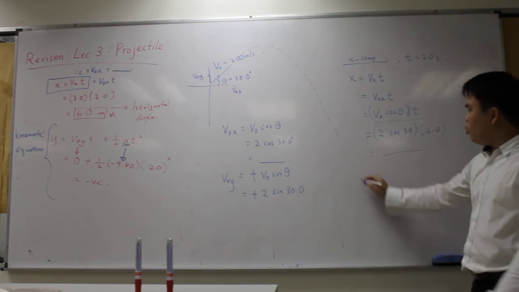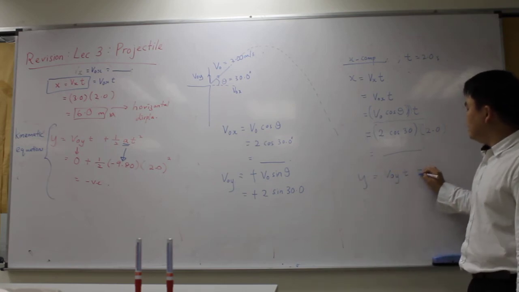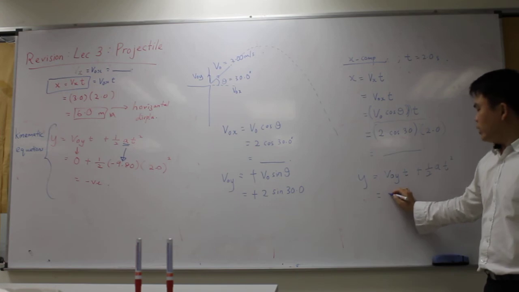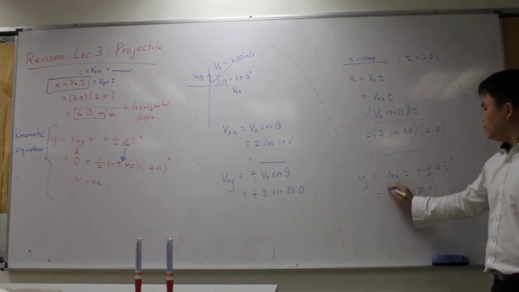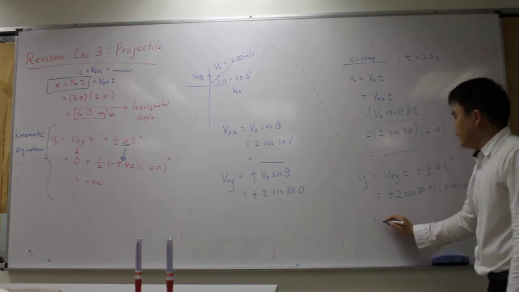On the other hand, for the y component, it is V naught y t plus half a t squared. Right now we have the value: V naught y is plus 2 sine 30, times the time, 2 seconds, then plus half times negative 9.8 times 2 to the power of 2. So what is the answer?